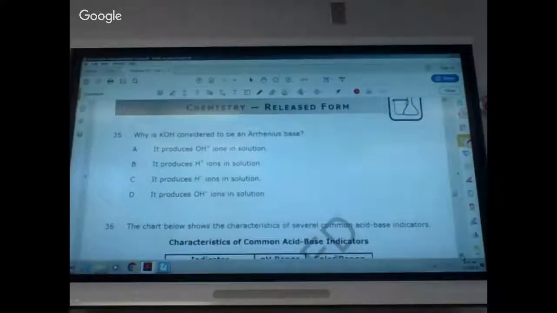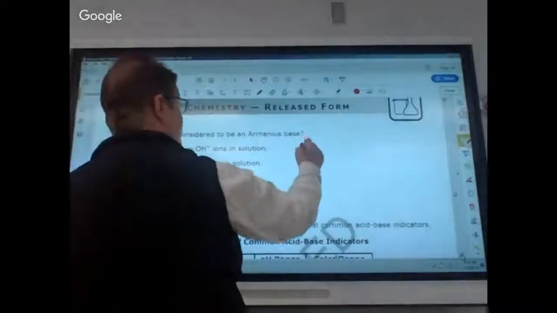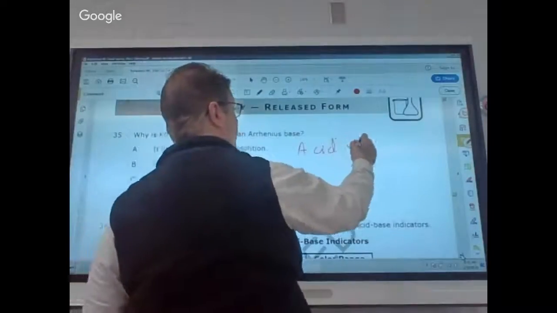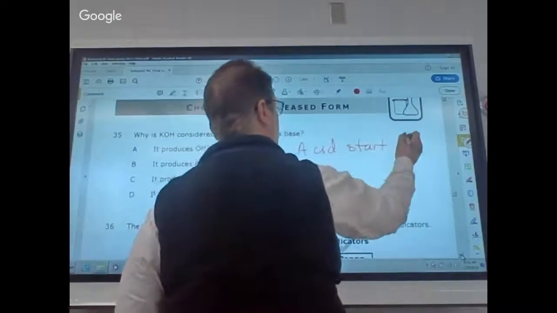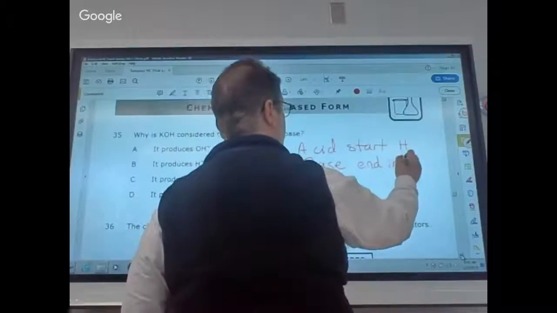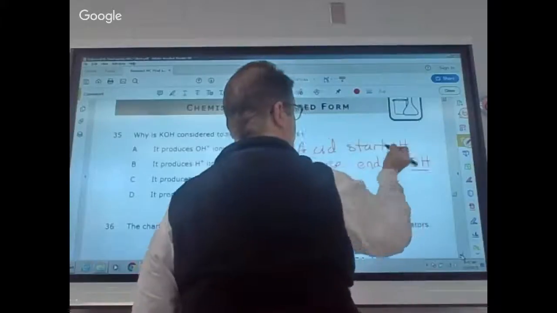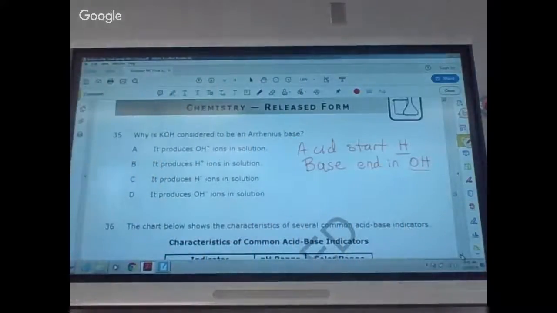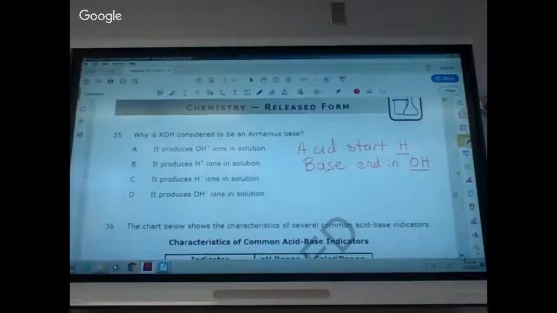Number 35. We did not do this. Okay, don't worry about Arrhenius. That's just your standard base. To be an acid, we start with hydrogen, which you know. To be a base, you end in OH. Okay, that's real simple. If you start with an H, you're an Arrhenius acid. If you end in OH, you're a base. So if you make hydrogen ions, you're an acid. If you make OH ions, you're a base.